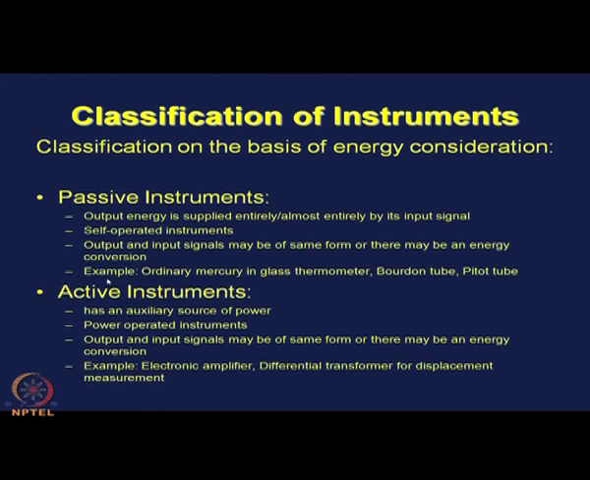Some of the examples of passive instruments are ordinary mercury in glass thermometer, or a clinical thermometer, a Bourdon tube which is used for measurement of pressure, or a pitot tube. All these instruments are self-operated instruments. They do not need any power source. The energy required for the act of measurement is supplied entirely by the energy of the input signal it receives.